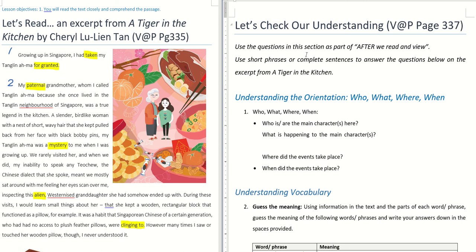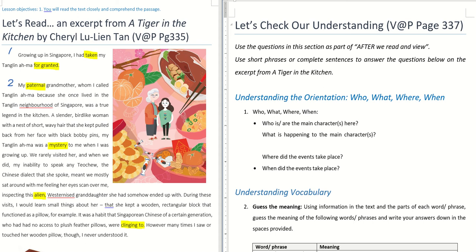Use the questions in this section after you have read the personal recount, A Tiger in the Kitchen. Use short phrases or complete sentences to answer the questions below on the excerpt from A Tiger in the Kitchen. First, let's understand the orientation: who, what, when, and where.